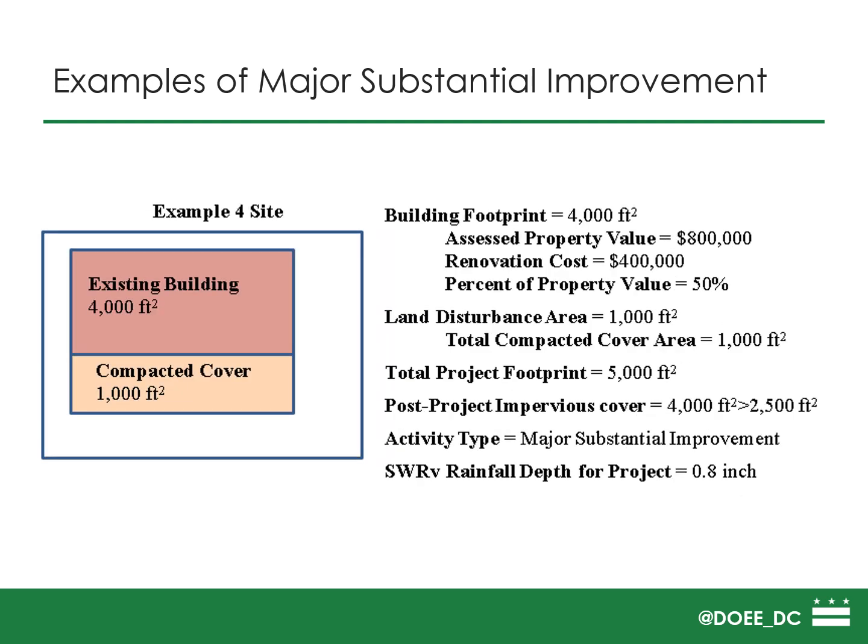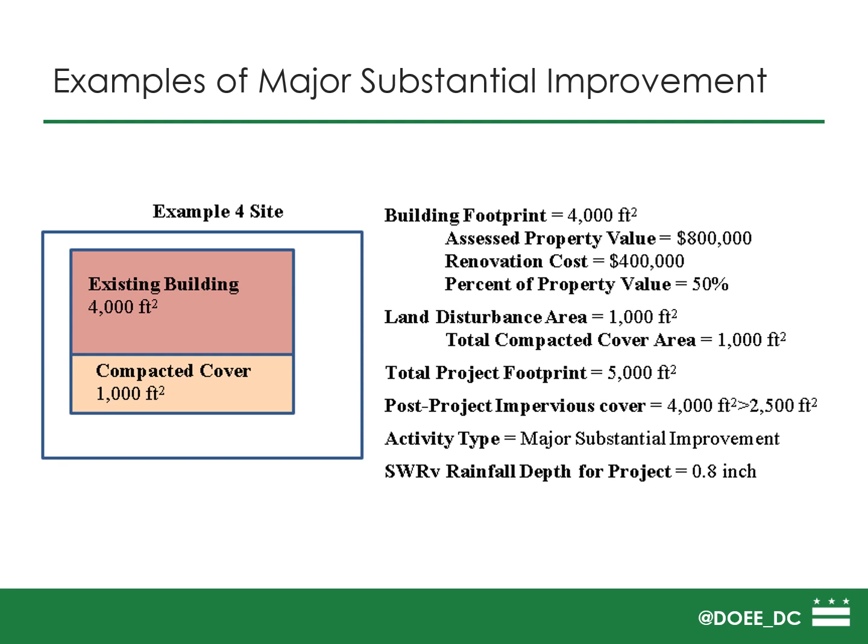This example here, and I should mention all of these examples are in an appendix of the Stormwater Management Guidebook. So this building has a 4,000 square foot footprint, and then there's going to be some proposed work adjacent to this building, 1,000 square feet of proposed compacted cover. So we'll look again at the building renovation cost to see if this is a substantial activity. So this improvement is $400,000 proposed renovation cost compared to the $800,000 assessed property value. So the percentage of the property value is 50%. This is a substantial improvement.